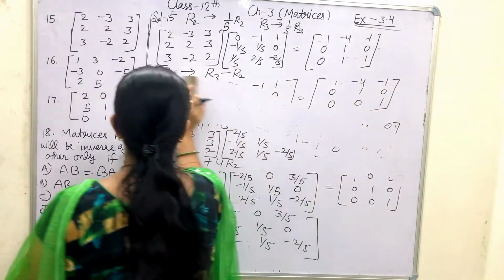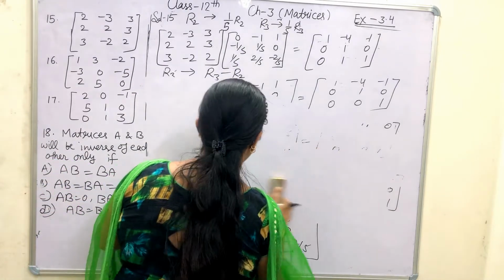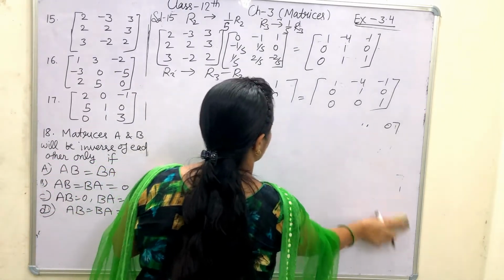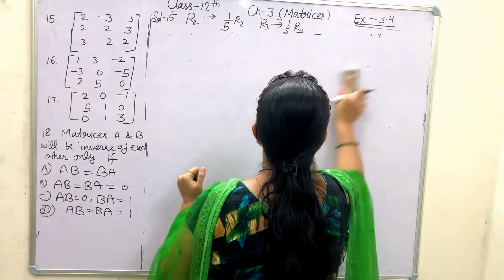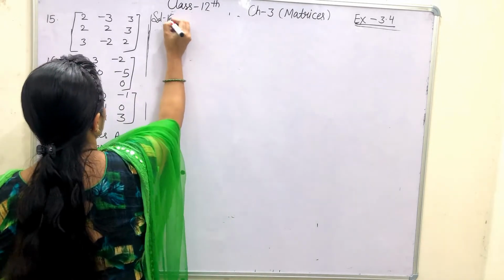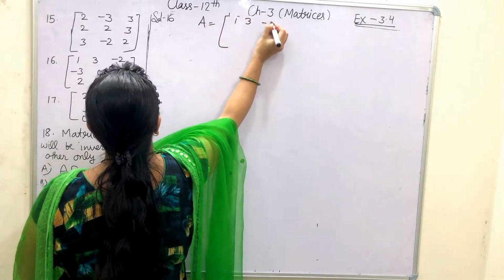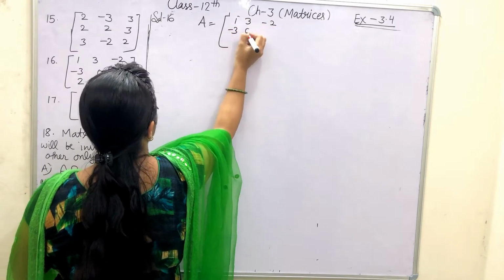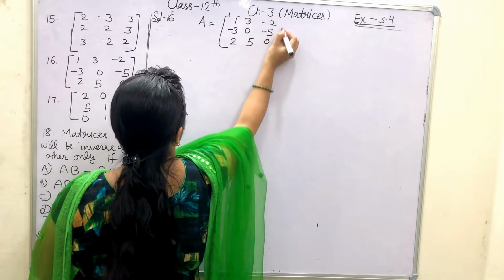In the same process, we will do our next question, question number 16. In question number 16, we are given a matrix whose order is 3 cross 3. So let's see what will be its inverse. Let A equal to 1, 3, minus 2, minus 3, 0, minus 5, 2, 5, 0.